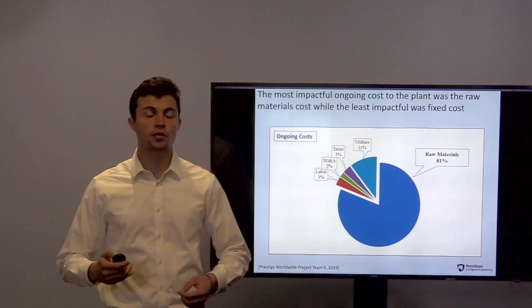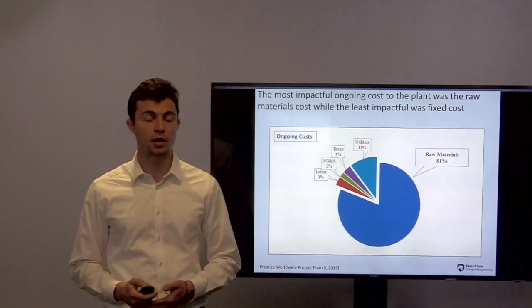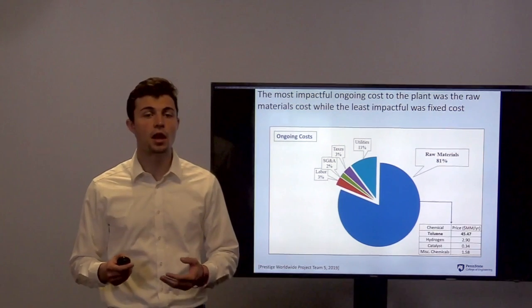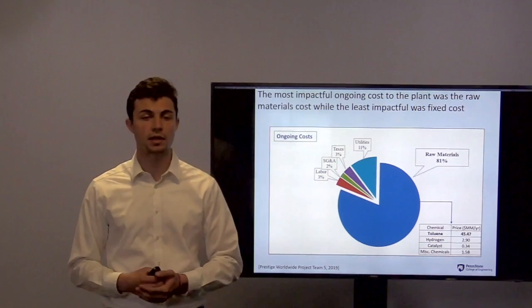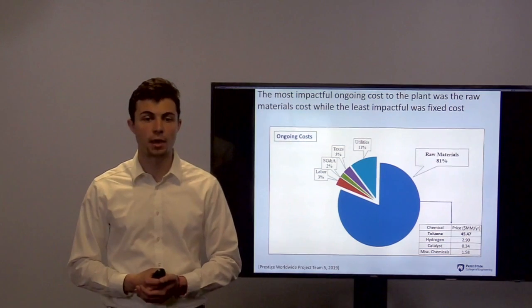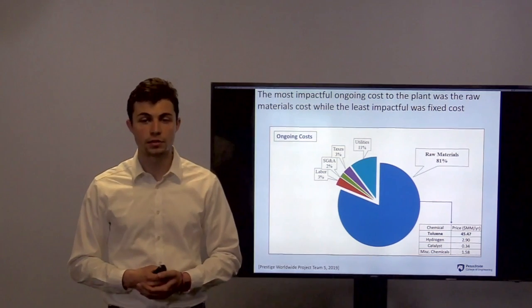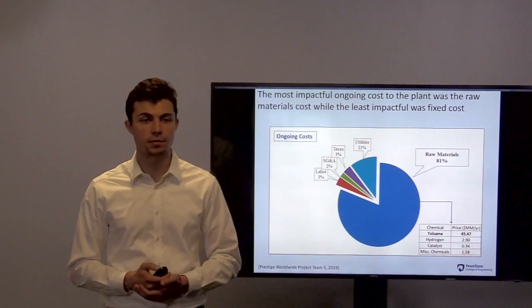As you can see here, the most expensive ongoing cost of the plant was by far and away the raw materials cost. It constitutes 81% of our raw material cost to our plant. And of that 81%, over 90% is comprised of toluene. As you can see here from that little table that popped up, $45 million per year is spent on toluene, which is a very significant cost to the plant, right?